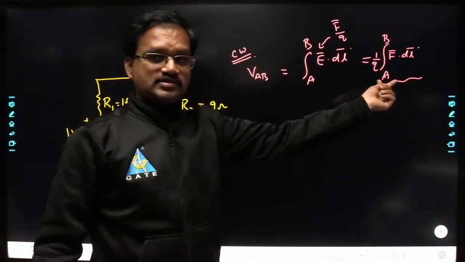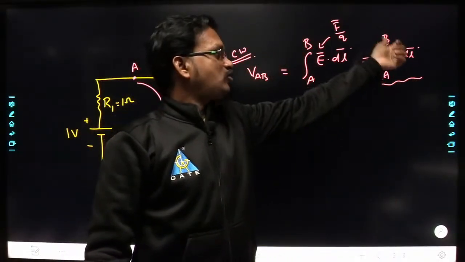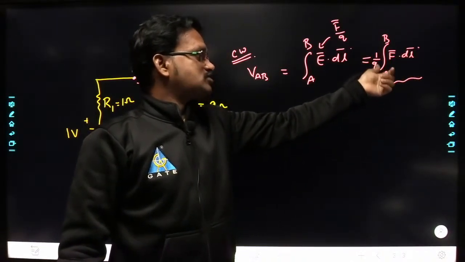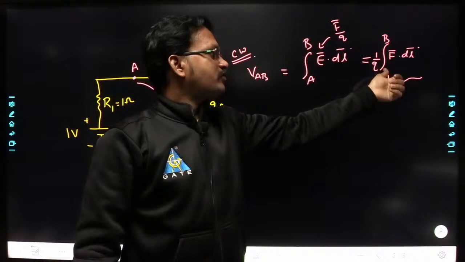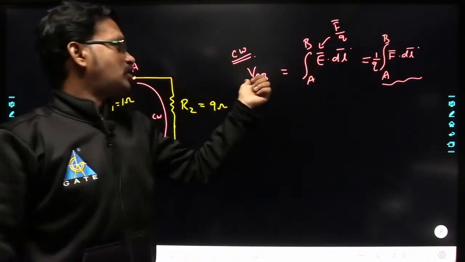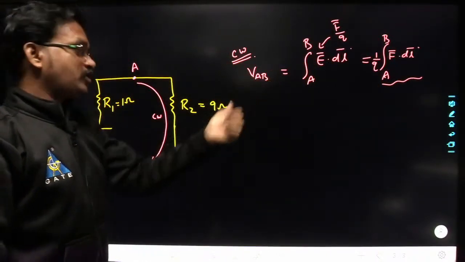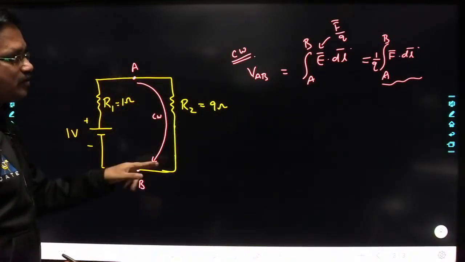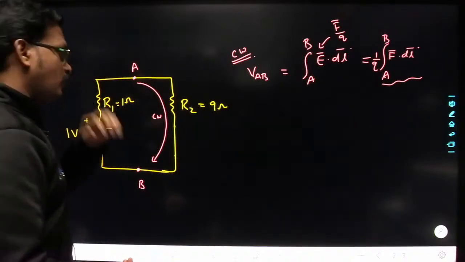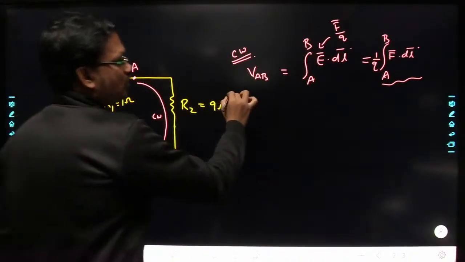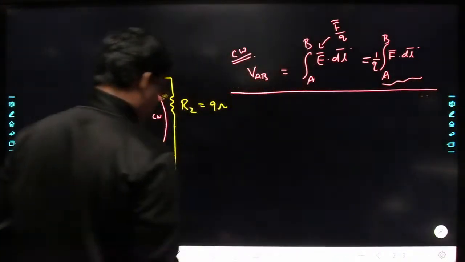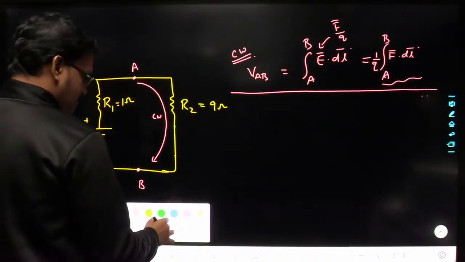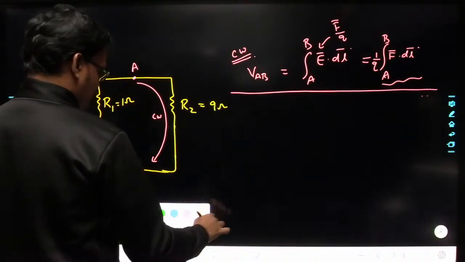So F bar dot dl bar from A to B will represent work done. So work done per unit charge in moving from A to B is nothing but the potential difference from A to B. Understood? See, if we deal with network theory in terms of EMT, it is going to be very tough. Yes or no?